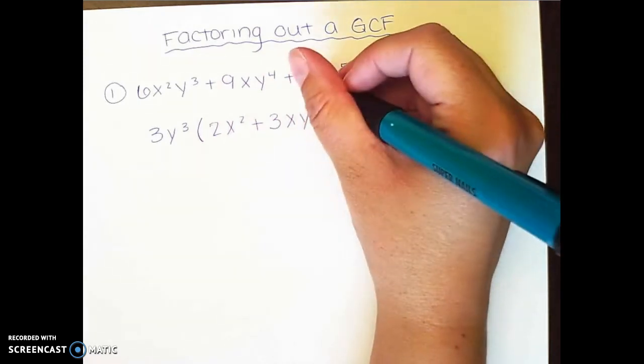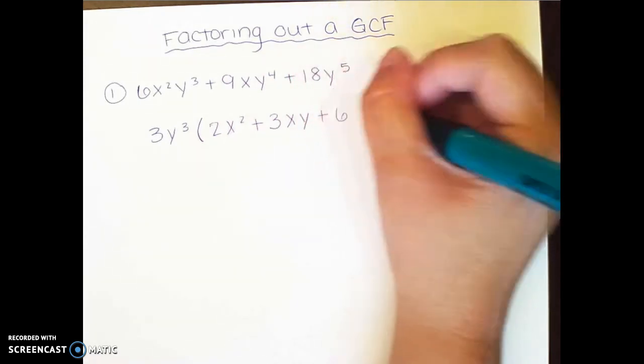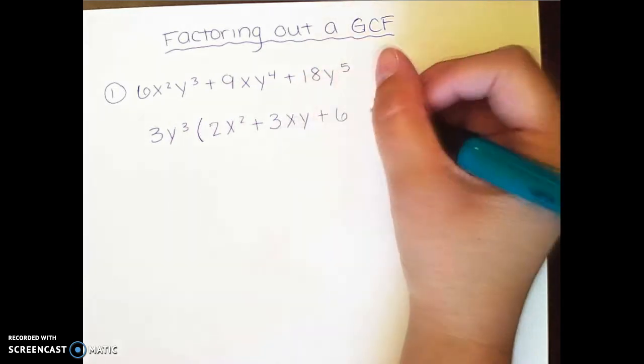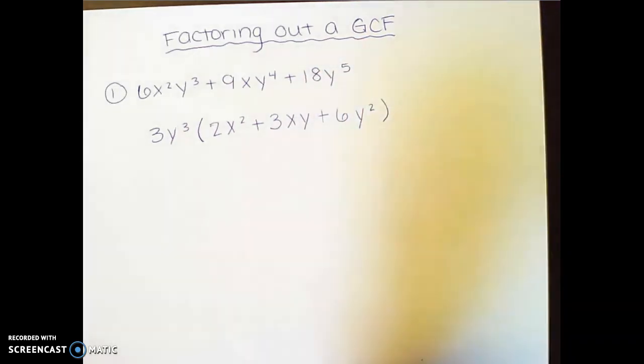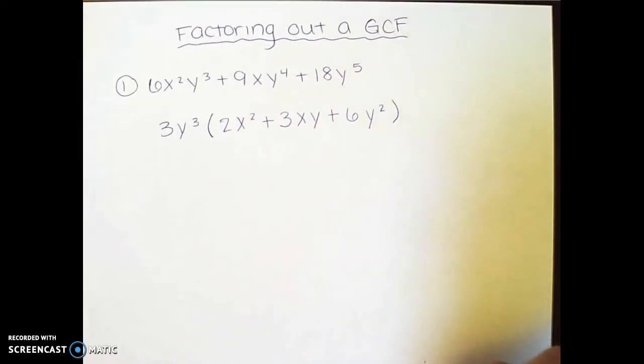Plus 18 divided by 3 is 6, and y to the fifth divided by y to the third is y squared. Remember, when you're dividing, you are subtracting exponents of your variables.